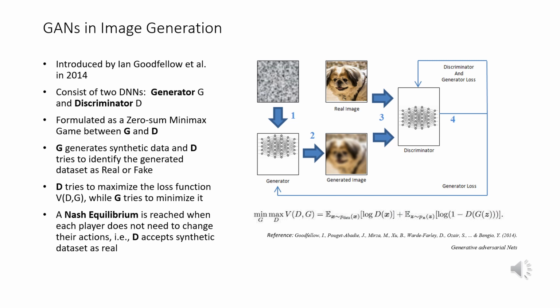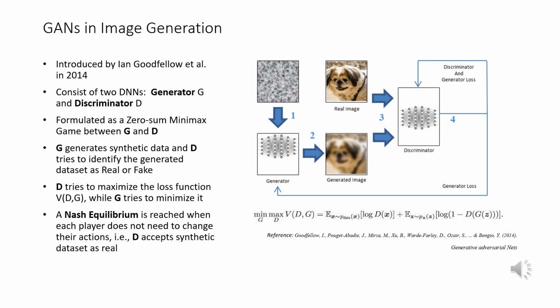Generative adversarial networks, or GANs, were introduced by Ian Goodfellow in 2014. They consist of two deep neural networks, the generator G and the discriminator D. The model is formulated as a zero-sum minimax game between G and D. G tries to generate synthetic data, and D tries to identify the generated dataset as real or fake. D tries to maximize the loss function while G tries to minimize it.